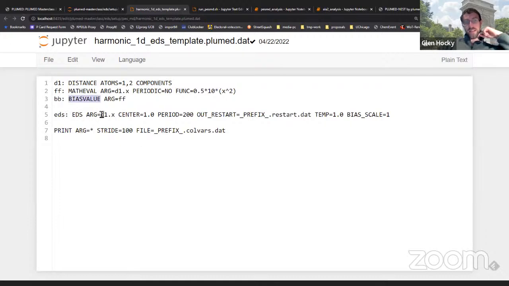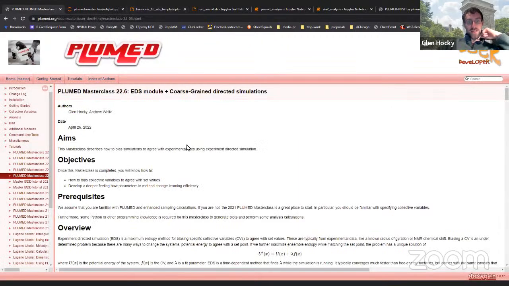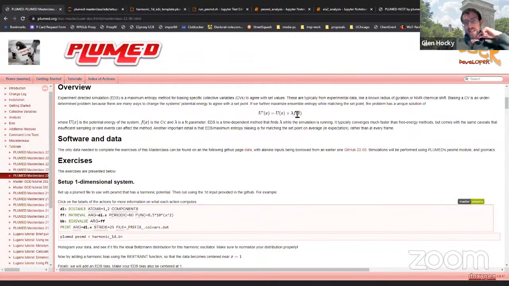And then for EDS, we want to make this x position have an average of 1 instead of what would be 0. And I chose a period of 200 steps to sample in, but you could vary that. And then it writes out to some file and some temperature. And the last thing to note is this bias scale parameter, which we mentioned in the first talk, makes it so that the system is actually represented like this, lambda times f, whereas in the original implementation, it would have been lambda times f divided by target f.